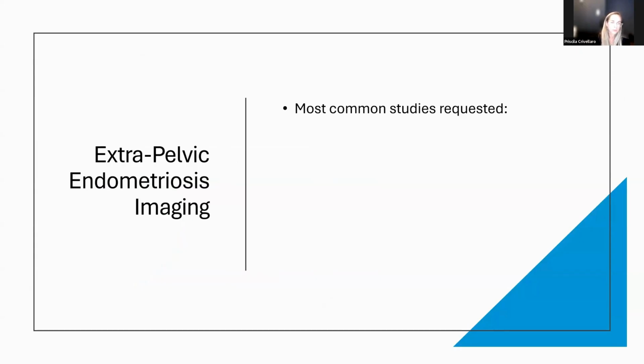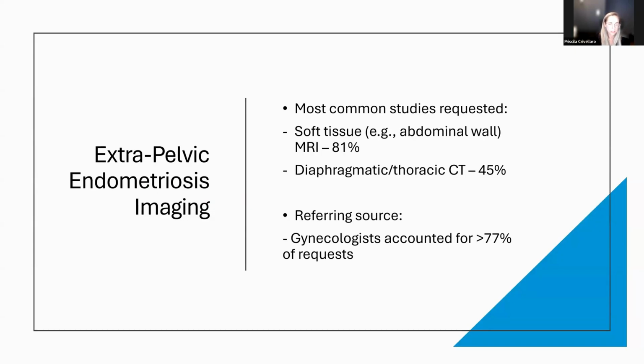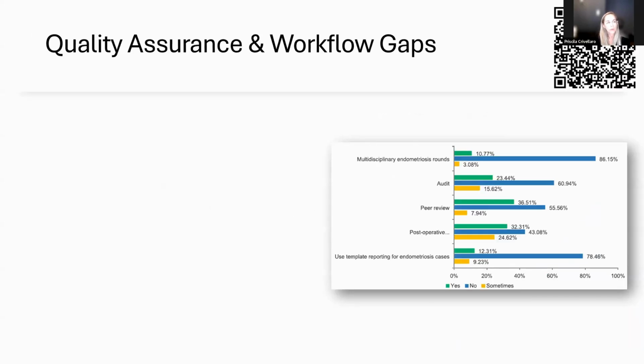So the most common studies requested were soft tissue for evaluation of the abdominal wall, MRI, or diaphragmatic thoracic CT. But many of those radiologists didn't read those studies. The referring source was usually, of course, the gynecologist, who accounted for most of the requests. So when we went to the quality assurance and workflow gaps, we could see something very interesting.